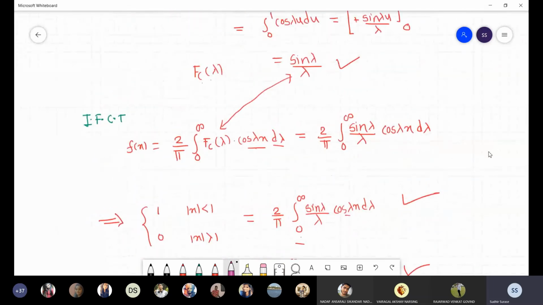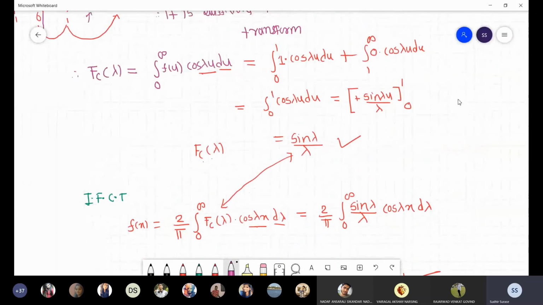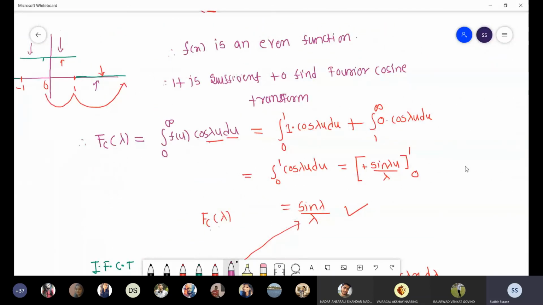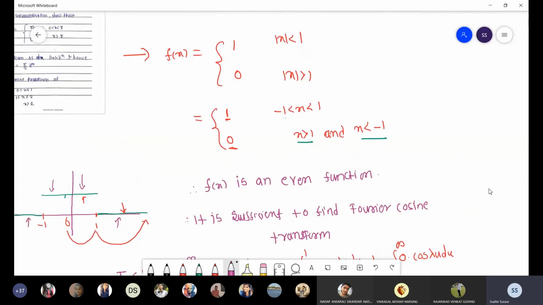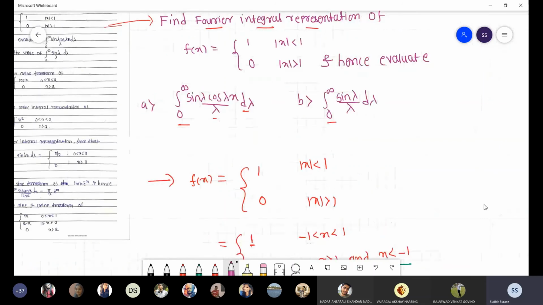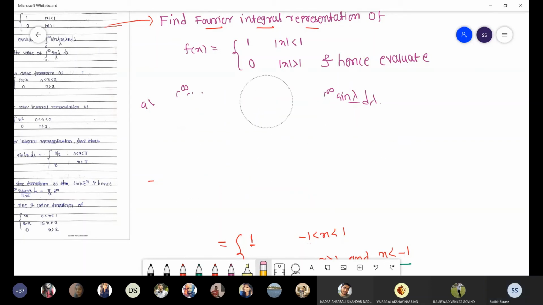So in short, you have to remember Fourier integral representation means you need to find the Fourier transform as well as the inverse Fourier transform. And before that, you have to identify whether the given function is even or odd. If it is neither even nor odd, then you have to prefer formula number 1, that is in terms of the exponential from minus infinity to infinity, instead of considering 0 to infinity. So that was the first question.